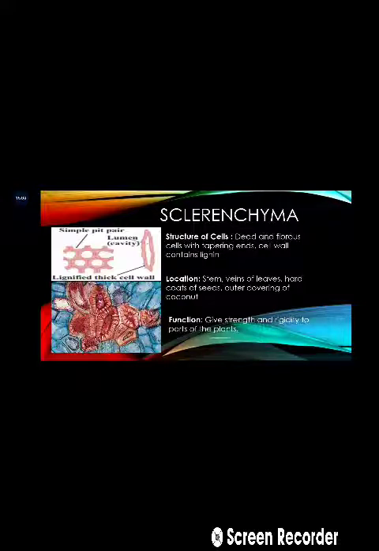The function, as I said, it's very hard. It gives strength and rigidity to the parts of the plant wherever the sclerenchyma are present. Now we are going to look at the types of complex permanent tissue.